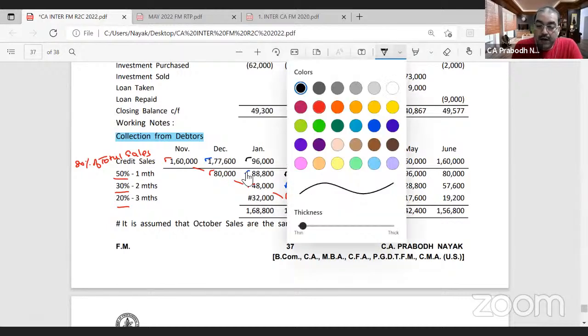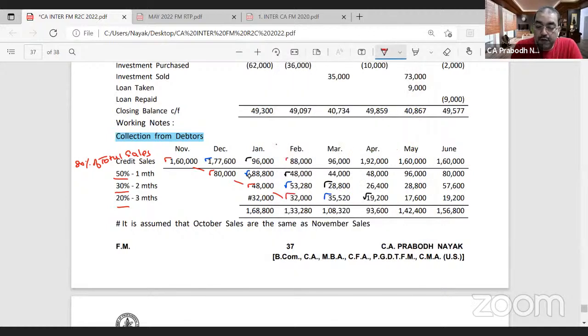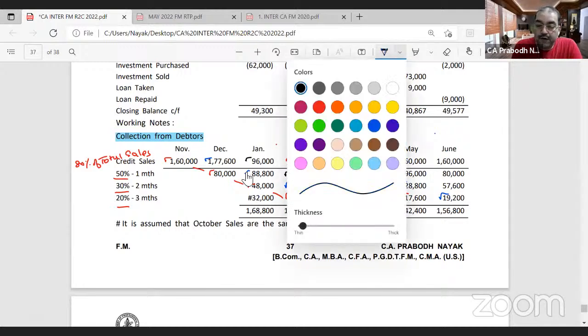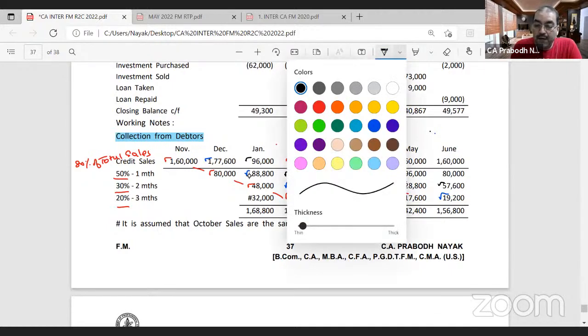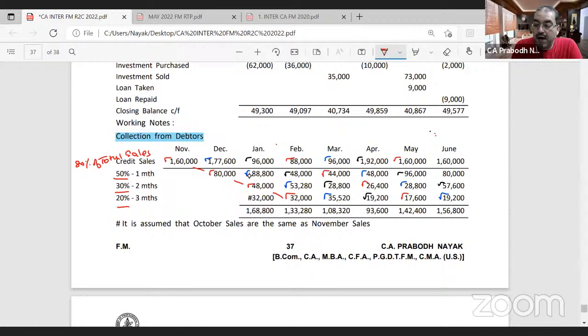Again, I go back to Feb. Feb is 88,000. 50% of 88,000 is 44,000. 30% is 26,400. 20% is 17,600. March: again, for March, I will take 50% of March sales. 96, half is 48. 30% is 28,800. 20% is 19,200. Next one is April. April is 1,92,000. Half of that is 96, then 57,600. May again, I will be having 1,60,000. Half of that is 80. Nothing here below. Beyond June, I will not have anything. 1,60,000 here.